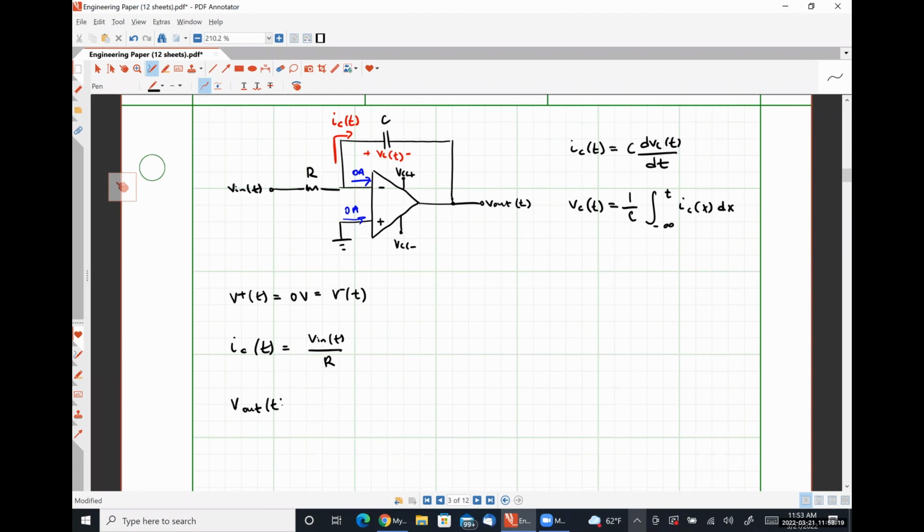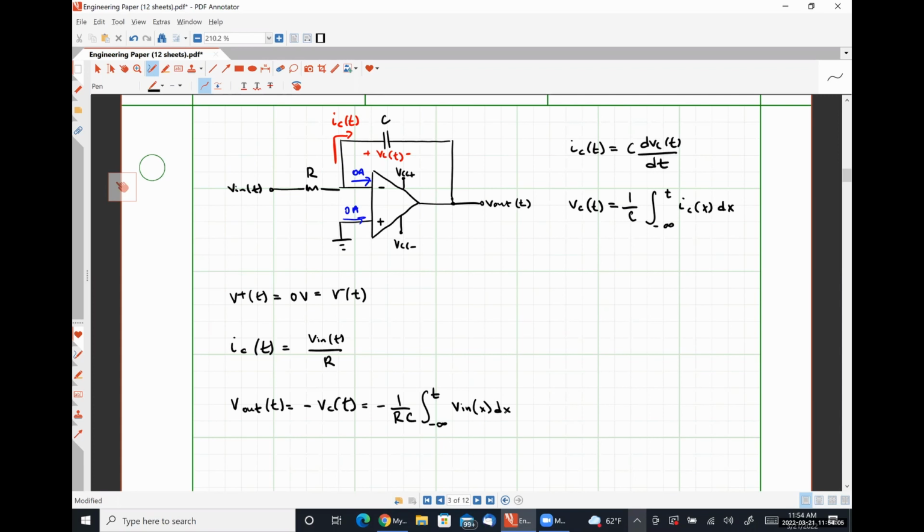So V out as a function of time is negative Vc as a function of time, which is negative 1 over RC times the integral of Vn, where I've simply substituted this relationship, IC is Vn over R, into this integral relationship that tells us the relationship between the voltage drop across the capacitor for a known amount of current.